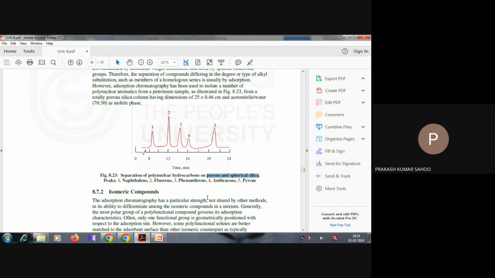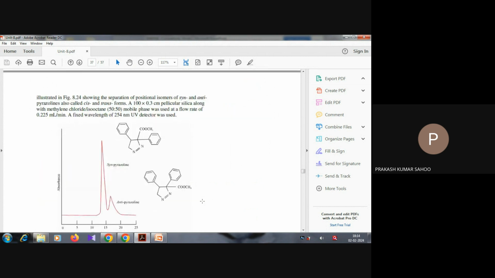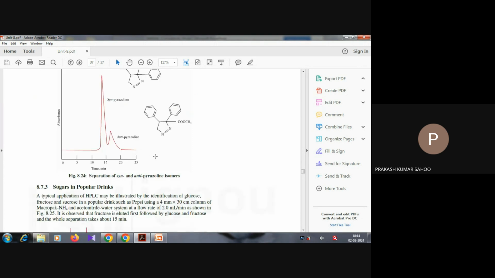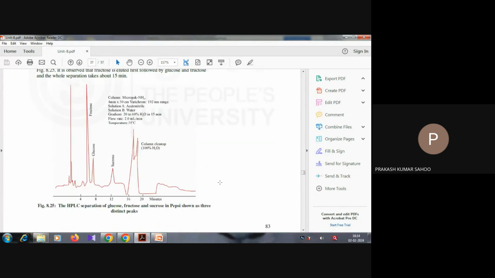Then we have isomeric compounds, like this, that is syn and anti position pyrazolines with the same molecular weight and same molecular formula, only the configuration is different, that is one is syn and another is anti, also known as cis and trans. So how these cis and trans will affect the HPLC data. Then sugar in popular drinks is predicted here.